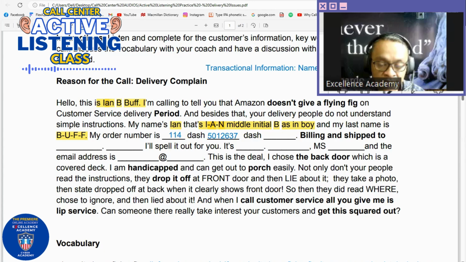114-5012637. Your delivery people do not understand simple instructions. My name's Ian, that's I-A-N, middle initial B as in boy, and my last name is B-U-F.